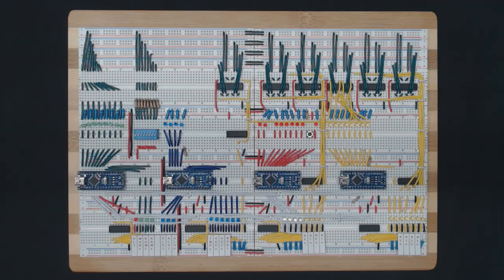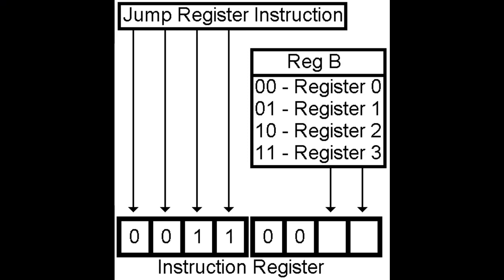This brings us to what John calls the second great invention, namely the concept of jumping. Jumping means having the ability to set a specific value in the IAR instead of always having it increment by 1 all the time. The first jump instruction that we have is the JMPR instruction. It allows us to jump to an address contained in the specified register.